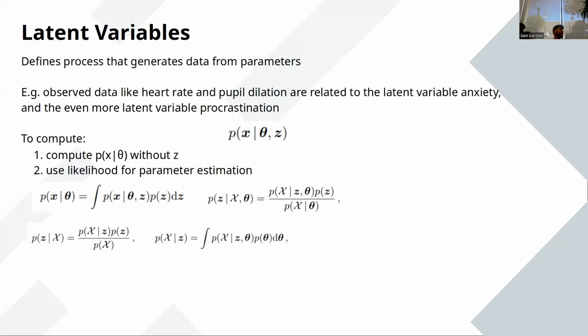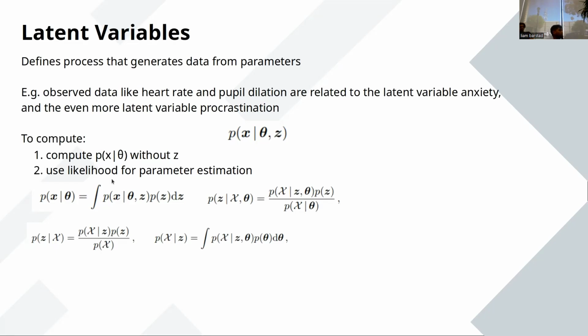Like the example that I give is, you could probably measure my heart rate and pupil dilation, and that might be related to my anxiety and might even be related with the more latent variable, which is procrastination, but you don't know how hard I've procrastinated, but you can see my heart rate and my pupil dilation. So it affects the generation of the data, but it's not a learnable sort of parameter. But they gave a couple of different ways to estimate these things.